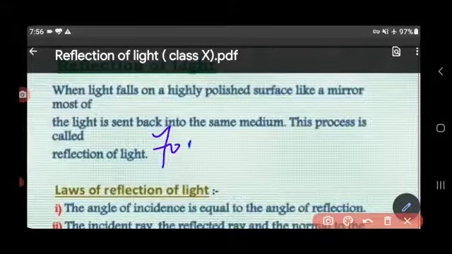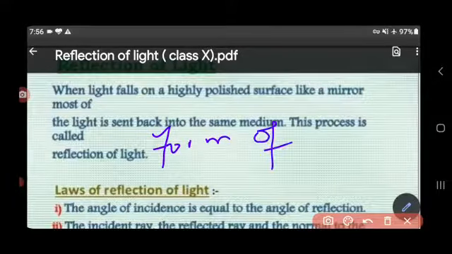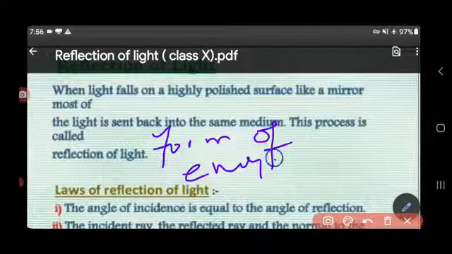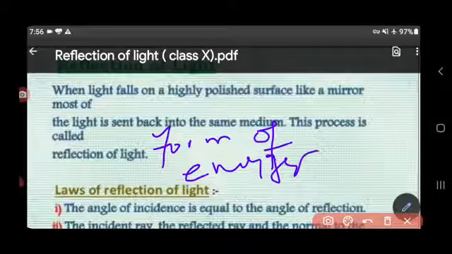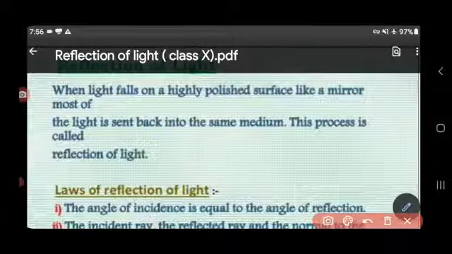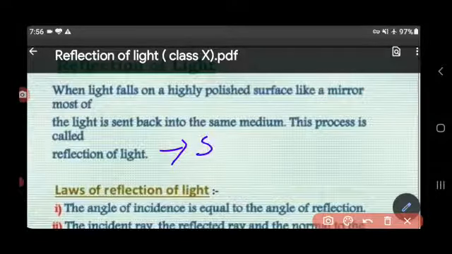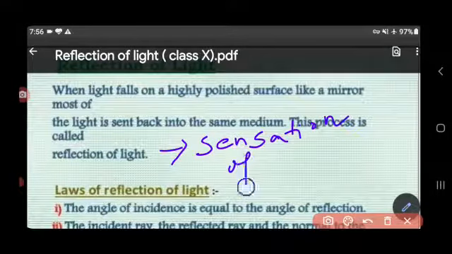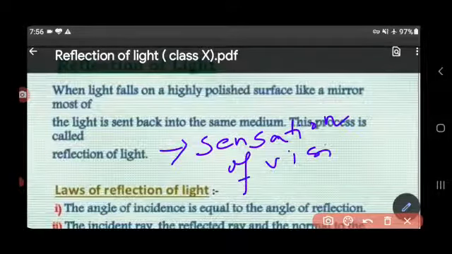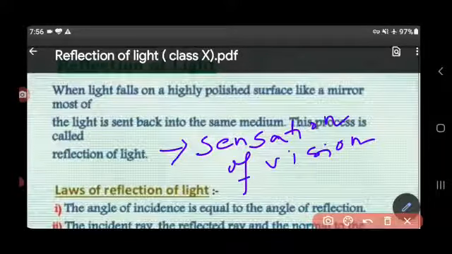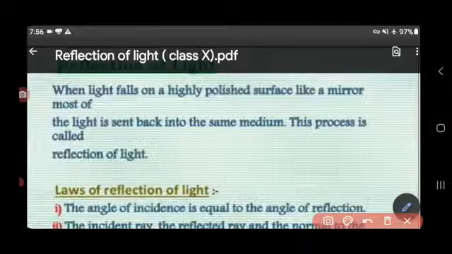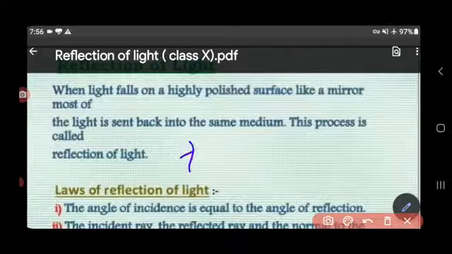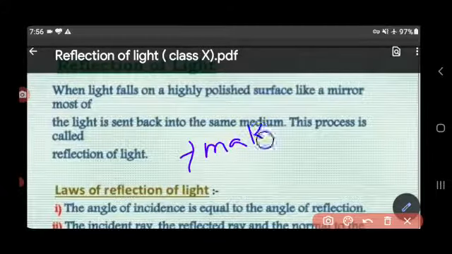That means light is that form of energy which makes a thing visible, but it is itself invisible. So we cannot see the light, but light makes anything visible.